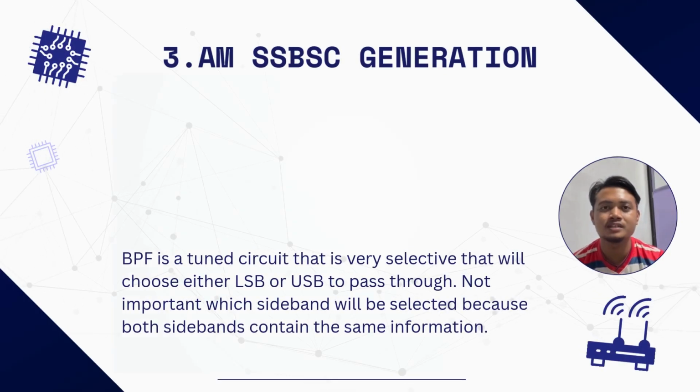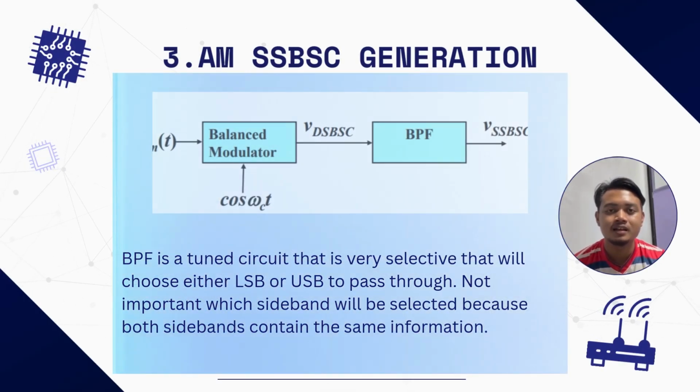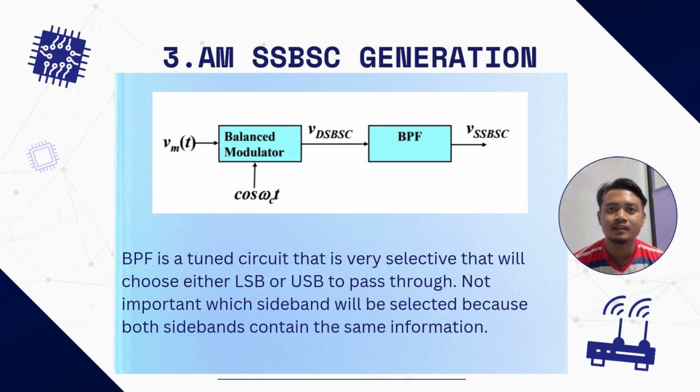Last, for single sideband suppressed carrier, it's only one sideband. They have two, either upper or lower. Only one sideband is transmitted. A band pass filter is used to select which sideband passes through. It doesn't matter which sideband is chosen because both contain the same information.